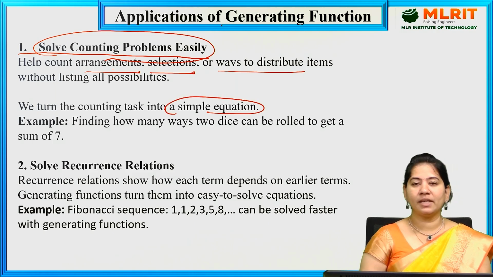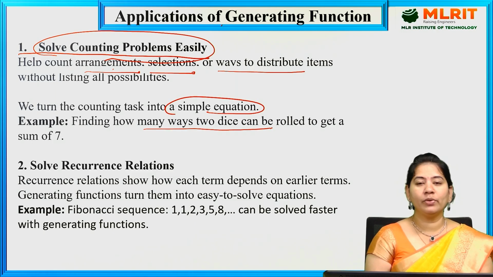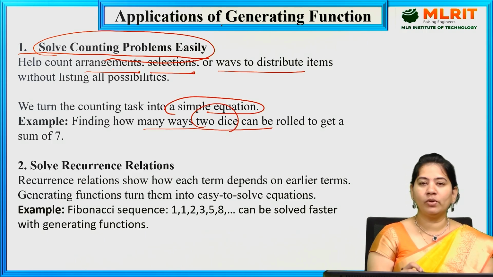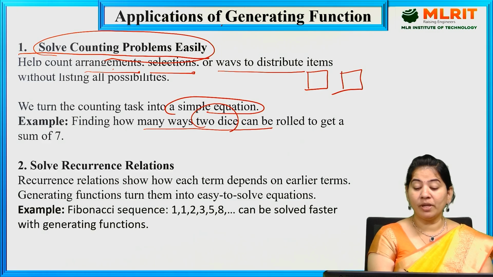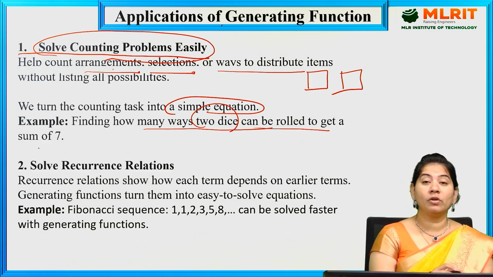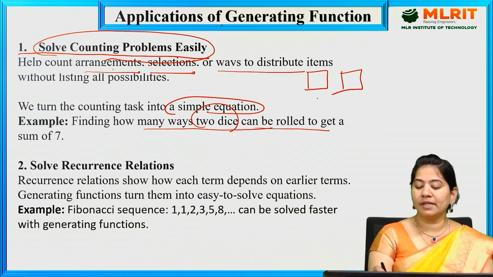Let us consider one example: finding how many ways two dice can be rolled to get a sum of 7. Here we have two dice, which are rolled at a time. In how many ways can you get a sum of 7 with two dice? The chances are that I need to get a sum of 7.